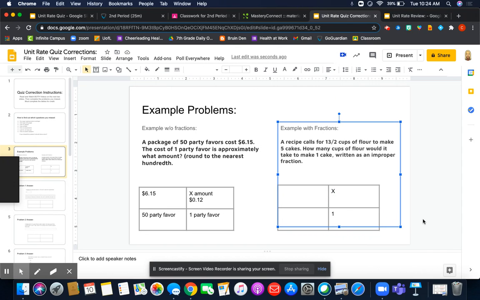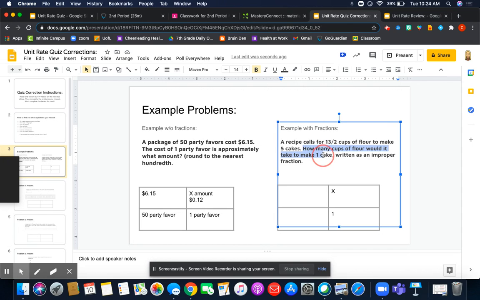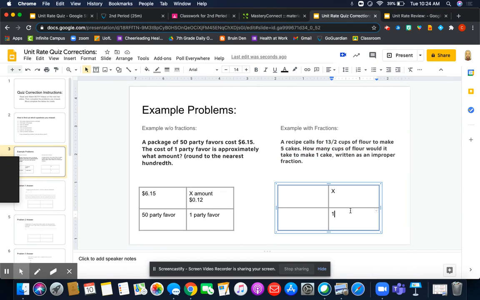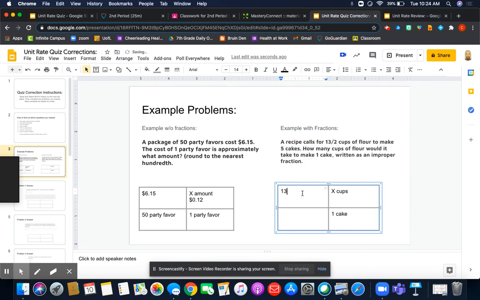So we need to figure out what units we're dealing with. If we look at our question, how many cups of flour would it take to make 1 cake? I'm going to make a single cake, and I'm going to have some cups of flour. Then we go back and we're looking for a rate. So how many cups of flour make how many cakes? We know that 3/2 cups make 5 cakes.